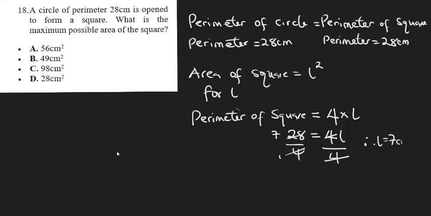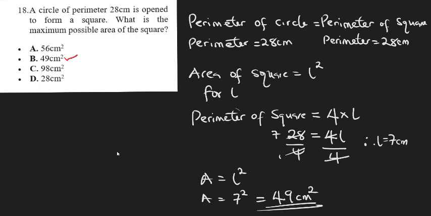But we are looking for the area. Remember that the area is what? L square, right? So since we've gotten our L, we can now substitute it. So now the area is equal to L square. What is our L? 7 square, which is 49 centimeters square. So this will be the area, right? Because 7 square is 7 times 7, 49. So from our options now, the answer is B. So let's move to the next question.